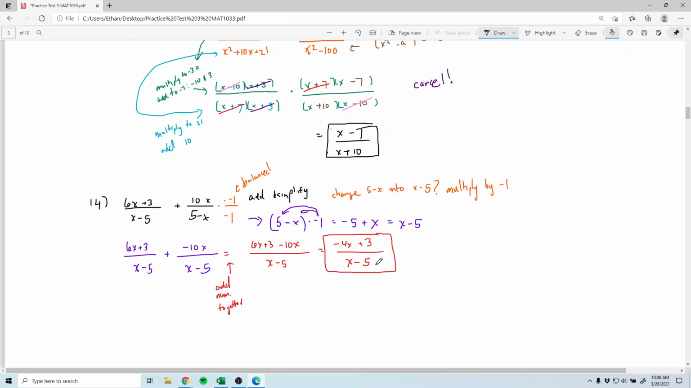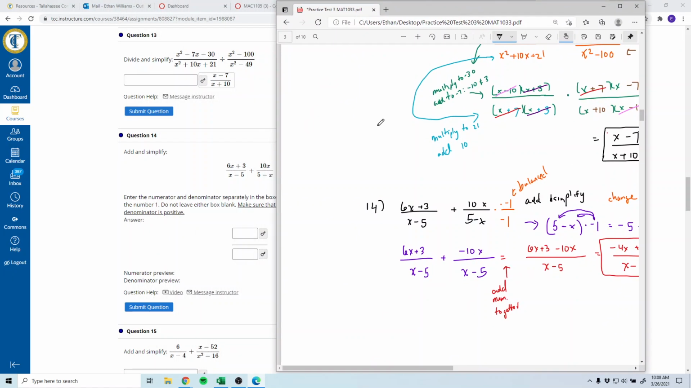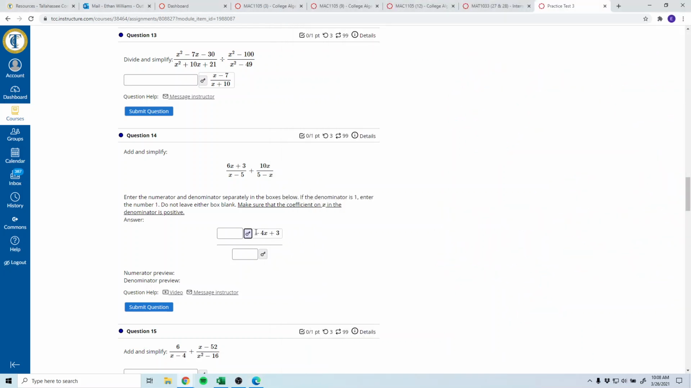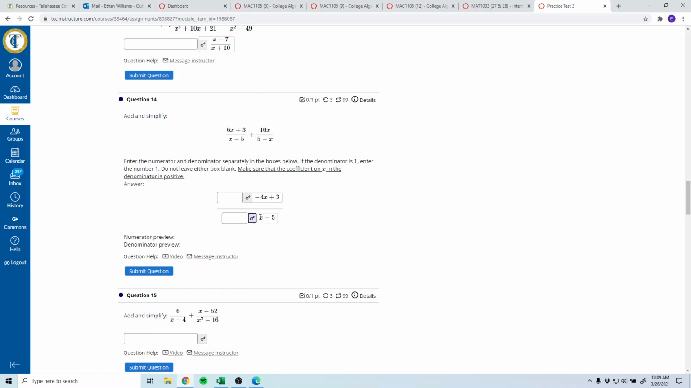We kept the coefficient on x positive, like it wanted us to. And just so you can see the answer again, do we use the top negative 4x plus 3? Yes. Is the bottom x minus 5? Yes. And so we're good to go on that.